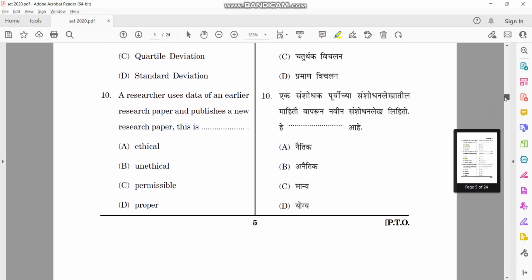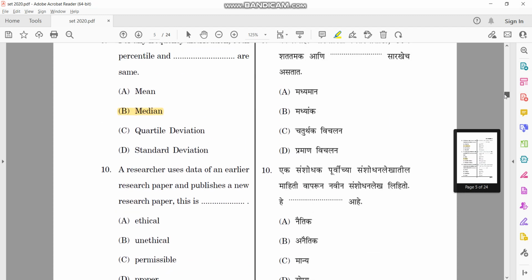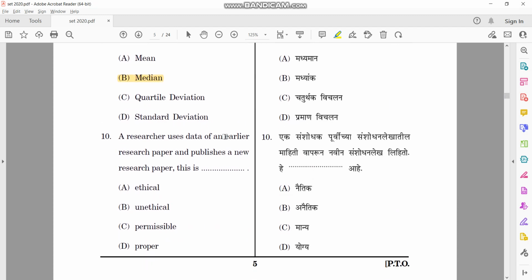Next, question number 10. A researcher uses the data of an earlier research paper and publishes a new research paper. This is dash. So he is using the old research paper and republishing it. So that is an unethical process. Okay. This is unethical.